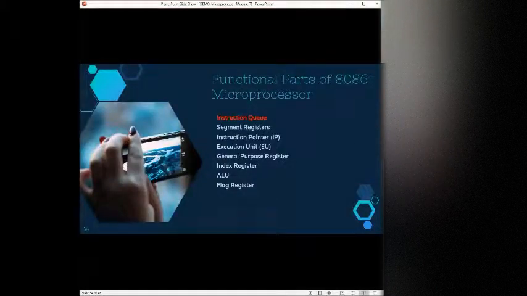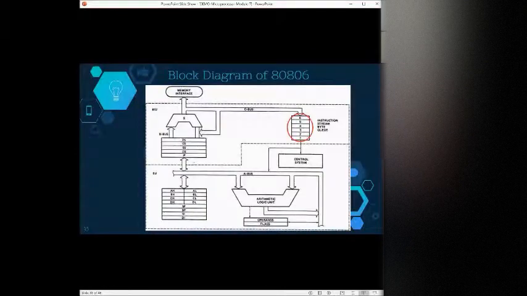Okay, functional parts of the 8086 microprocessor. We have the instruction queue. Here is the instruction queue. What did you notice in the instruction queue? You can unmute and answer, huh? Anyone? What did you notice?